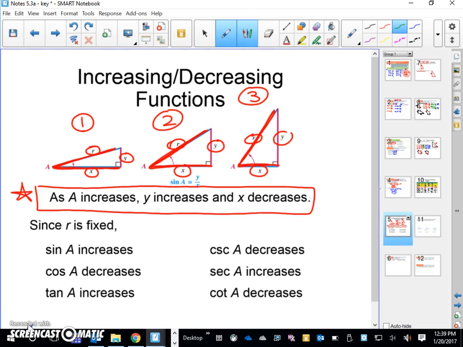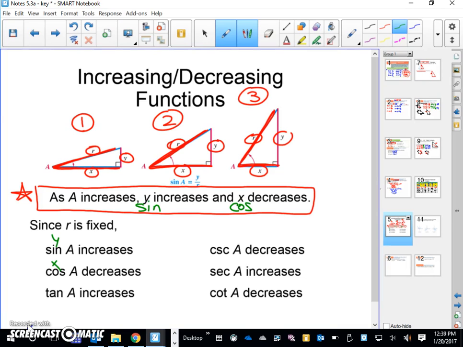It says, since R is fixed, sine A increases. That should make sense because we've memorized that sine goes with Y. So if Y increases, then of course sine increases as well. And we know that cosine goes with X, so if X decreases, then cosine decreases as well. That's where that's coming from.